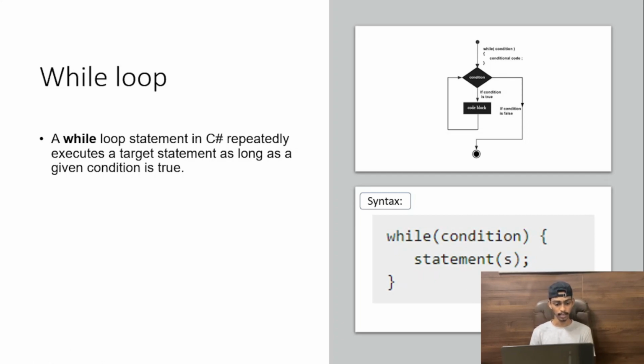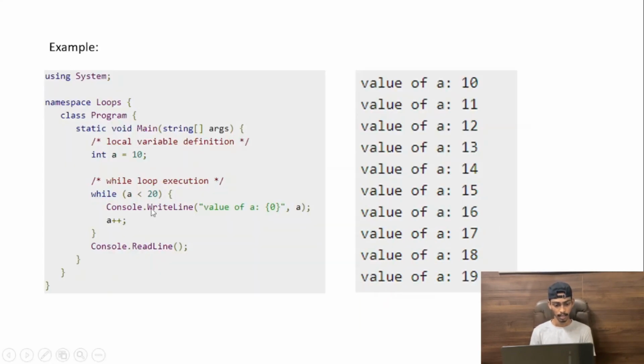So let's see an example. Here we have initialized integer a with value 10. Then we are checking while a is less than 20. So for now it is true. It will enter inside, and the Console.Write will be executed, where the value of a is printed on the screen.